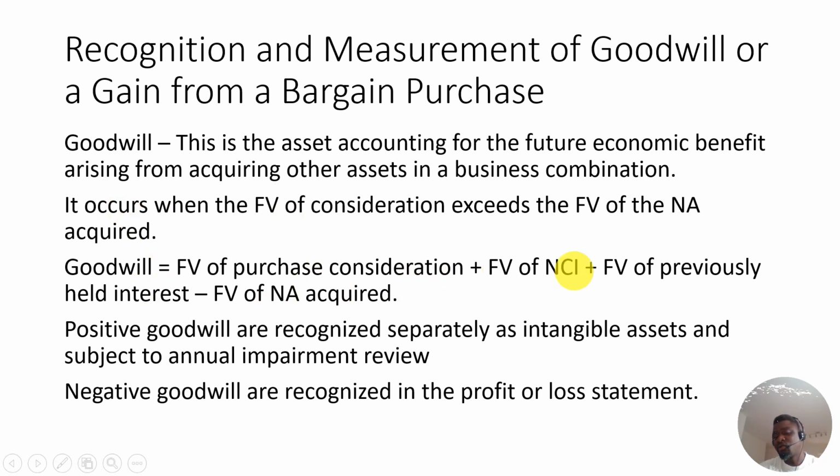So looking at the consideration, I said which exceeds the fair value of the net asset acquired, then you have goodwill. So what is that consideration? Consideration is the payment that you made. Consideration can be in the form of issuing additional shares. Consideration can be contingent consideration, something that will occur in a period of time.